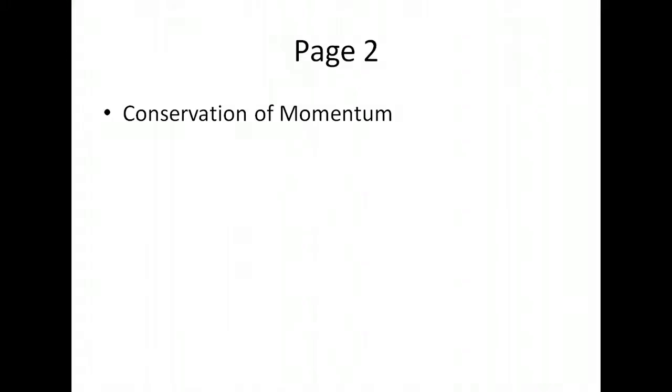All right, so let's look at page 2 of your assignment, and it deals with conservation of momentum. And the law of conservation of momentum is really pretty simple. All it says is that the sum of all the momentum in a system before a collision or an event occurs has to equal the sum of all the momentum of that system after the event or the collision occurs.